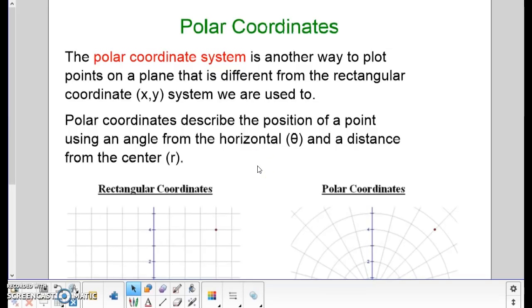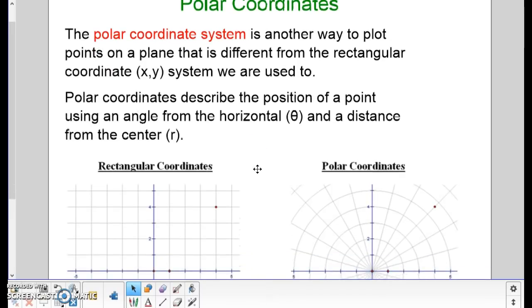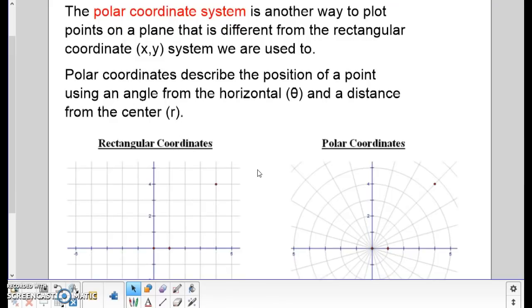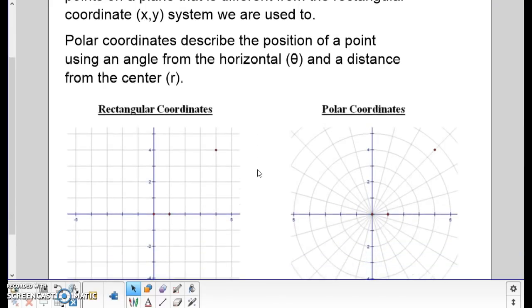So polar coordinate system is just another way to plot points on a plane that's different from the rectangular coordinate system. Instead of using x and y, it's going to use the distance from the origin and the angle that the point is at. So we're going to talk about a distance and an angle, which ties into our unit circle, instead of a rectangular system.